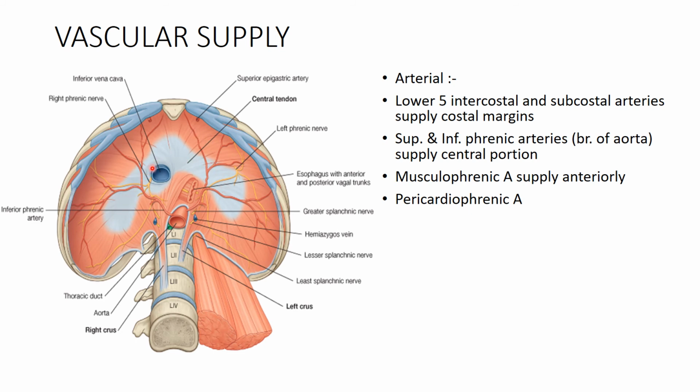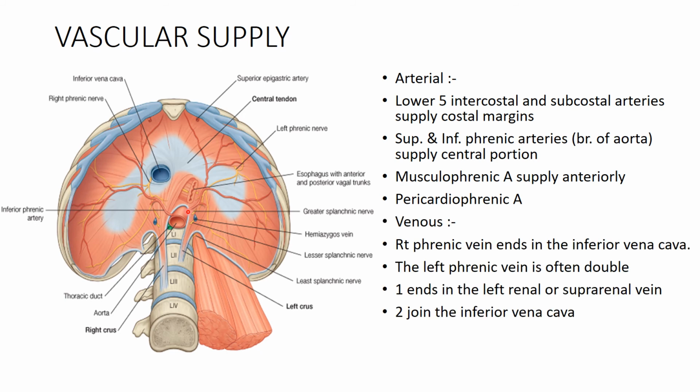Now the inferior portion of the diaphragm is supplied by the inferior phrenic artery, which is a branch of the abdominal part of the aorta. Usually that on the right is a branch of the celiac trunk, or often it arises from the abdominal aorta directly, and on the left side it is a direct branch from the abdominal part of the aorta. So it has this very rich arterial supply.